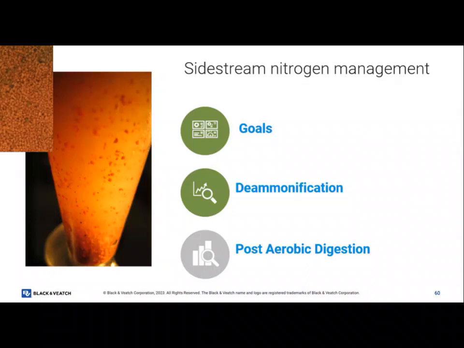Sidestream. We start looking at sidestream management. So we're looking at doing a targeted point. We're going to put in a separate process to treat it because we can do it in a small footprint, and we can do it energy efficiently and not have native carbon. The other big thing is if you don't have enough carbon to denitrify all that nitrate, your ratios start to get thrown out of whack.